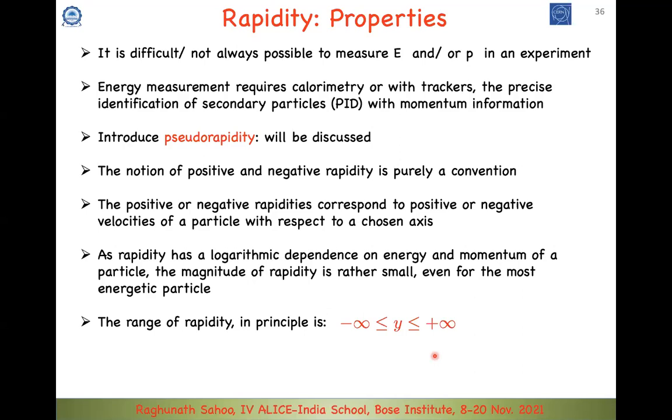The notion of positive and negative rapidity, as I mentioned, is a convention, like your x-axis right hand side and left hand side. The rapidity has a logarithmic dependence on energy and momentum, as you saw in the last slide. That is the reason the magnitude of the rapidity is rather small. Even for the most energetic particle, even if we are in the high relativistic domain, your rapidity absolute number is very small. The range of the rapidity, in principle following the formula, could be minus infinity to plus infinity.